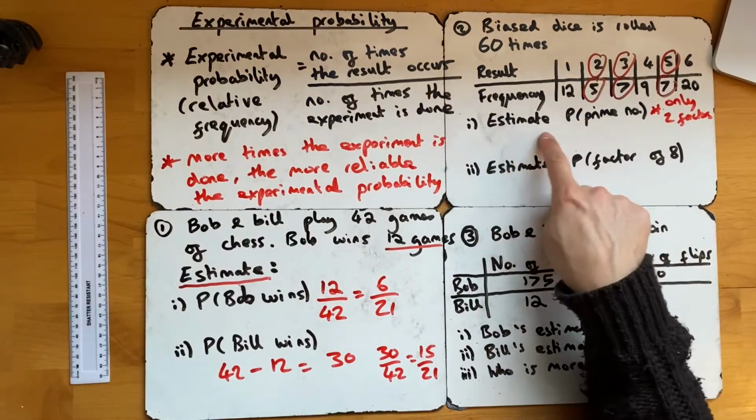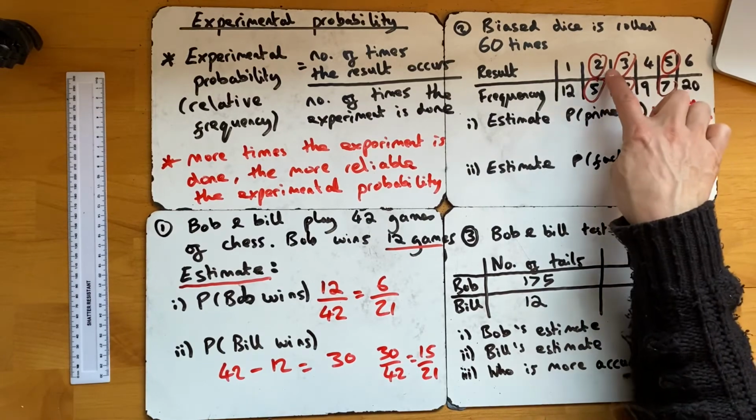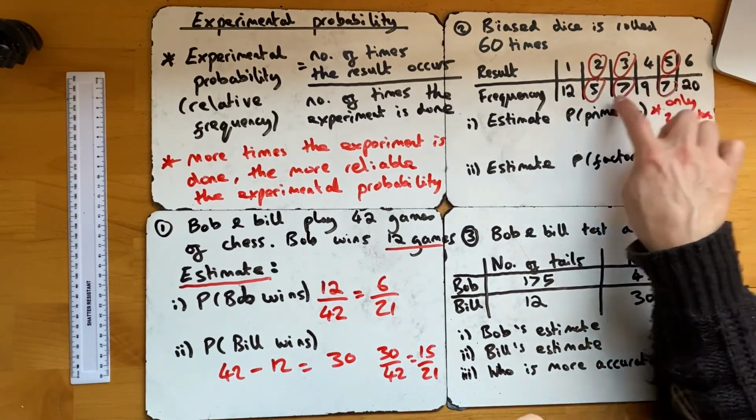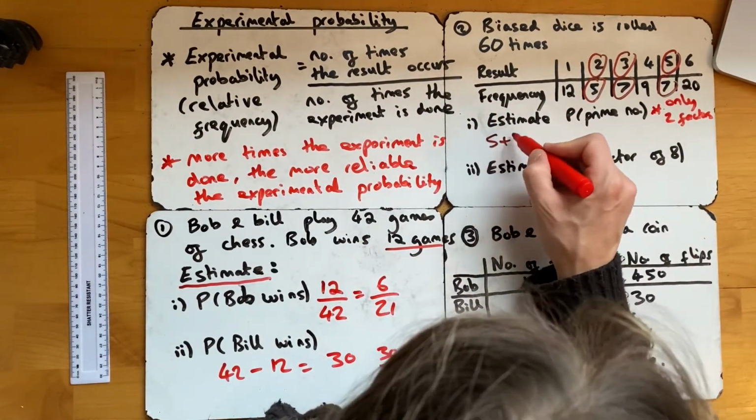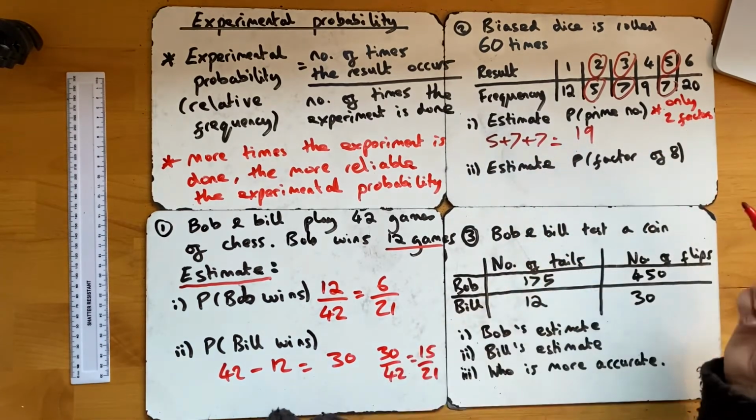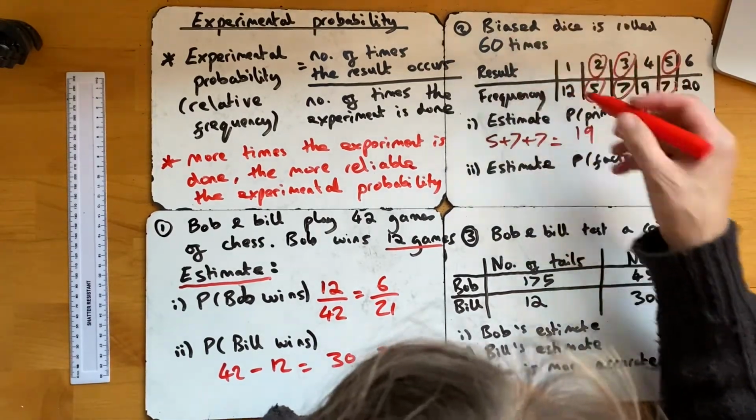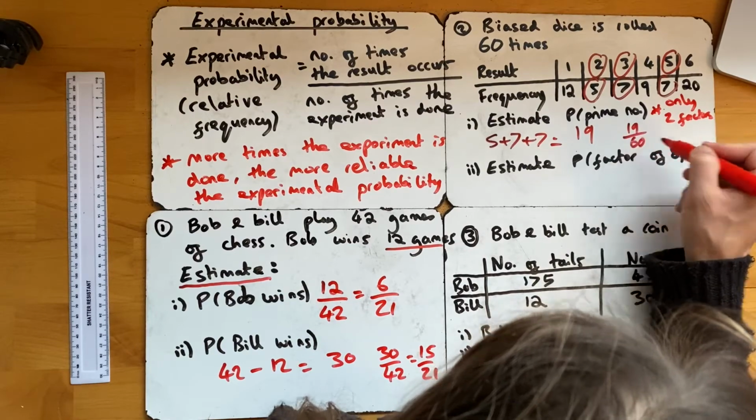So estimate the probability of a prime number. All you have to do is, these are the prime numbers. You're going to have to add up the amount of times they each came up. So add up the frequencies. 5 plus 7 plus 7 is equal to 19. Well, that's how many times it came out, but it's out of 60. So 19 out of 60 is your answer.